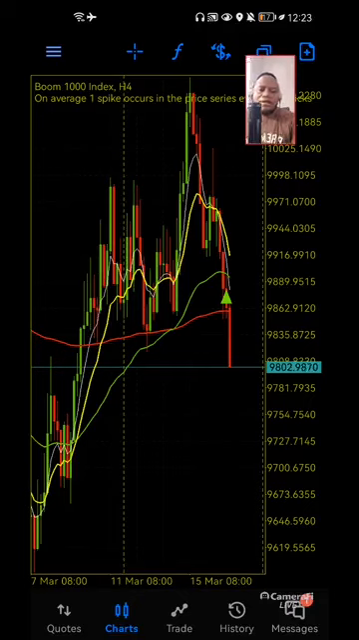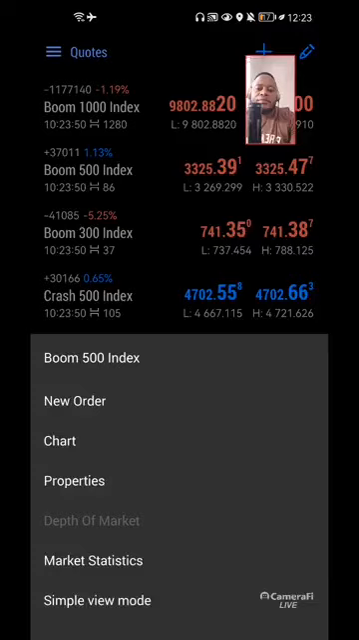But here, this candlestick, the one that is bearish, that you see below the moving average, is going to give us a very huge spike. That one.